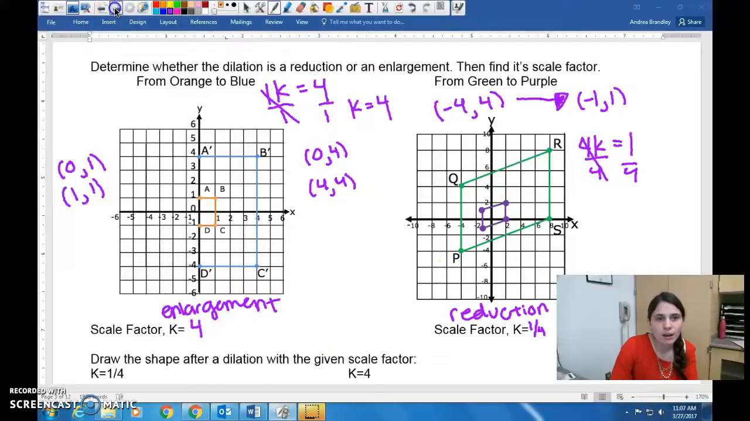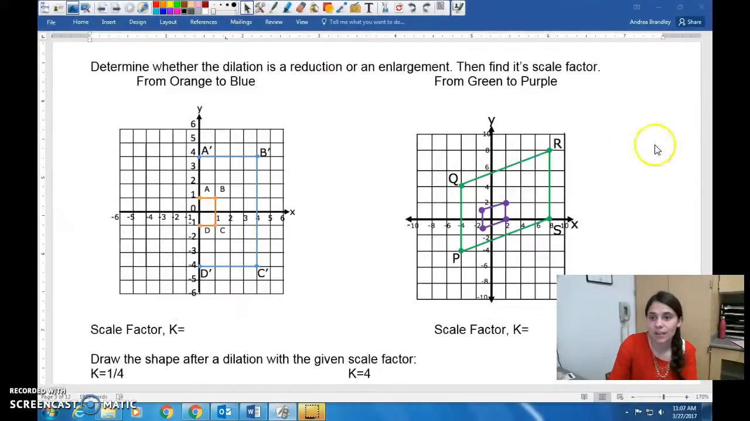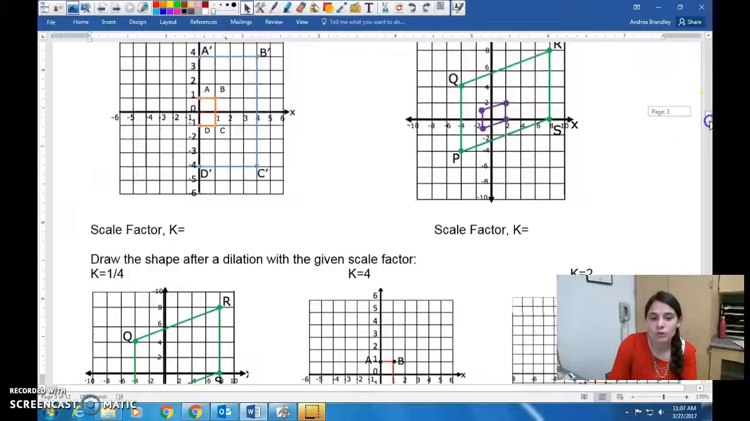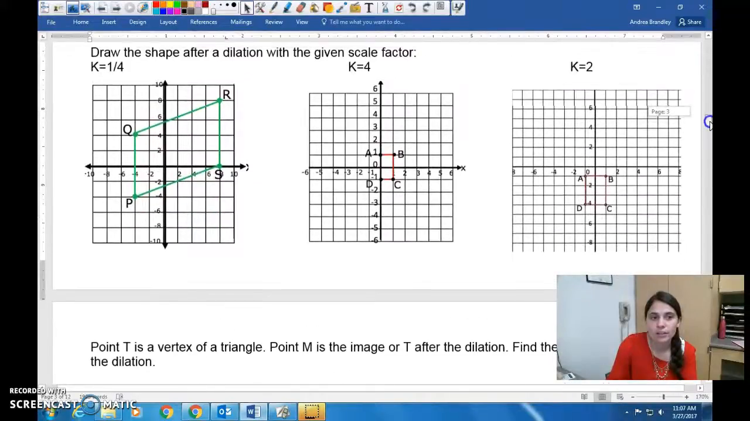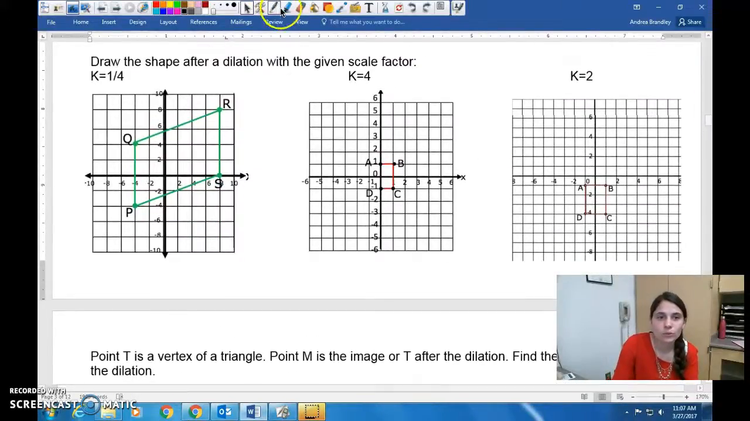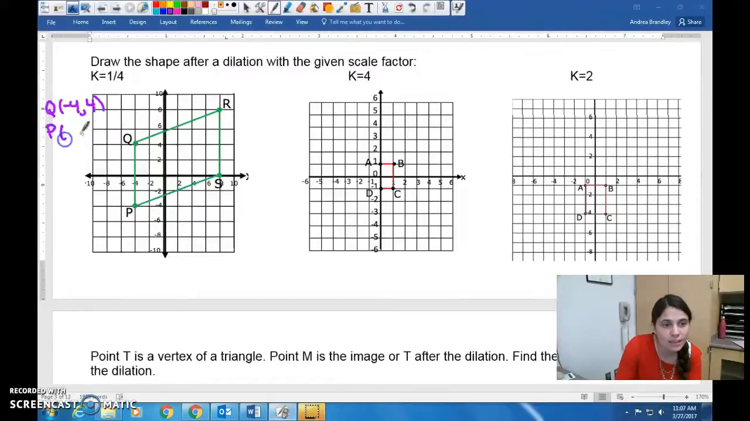In our next examples, we're given some scale factors, and then we want to graph our new point. So k equals 1/4 is my scale factor. For this one, I'm going to go ahead and list all the points. I think it's a little easier that way. If you can figure out how to do it without doing that, that's completely up to you, but I think that it's a little bit easier to just list the points. So I'm going to go ahead and do that.